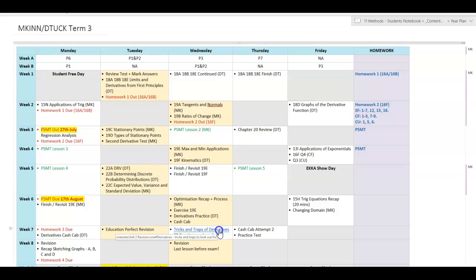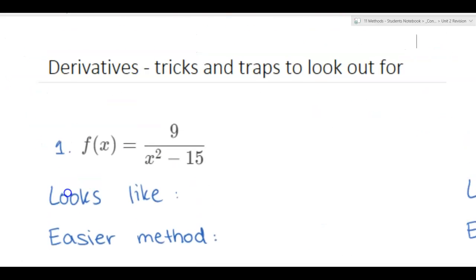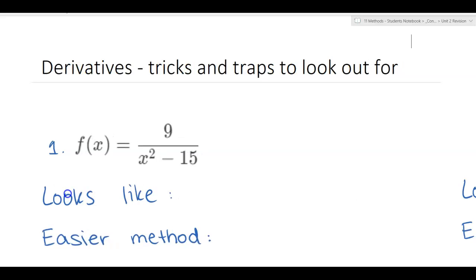So this topic, 6 questions, even better. This topic is called derivatives, tricks and traps. Okay, things to look out for with derivatives.